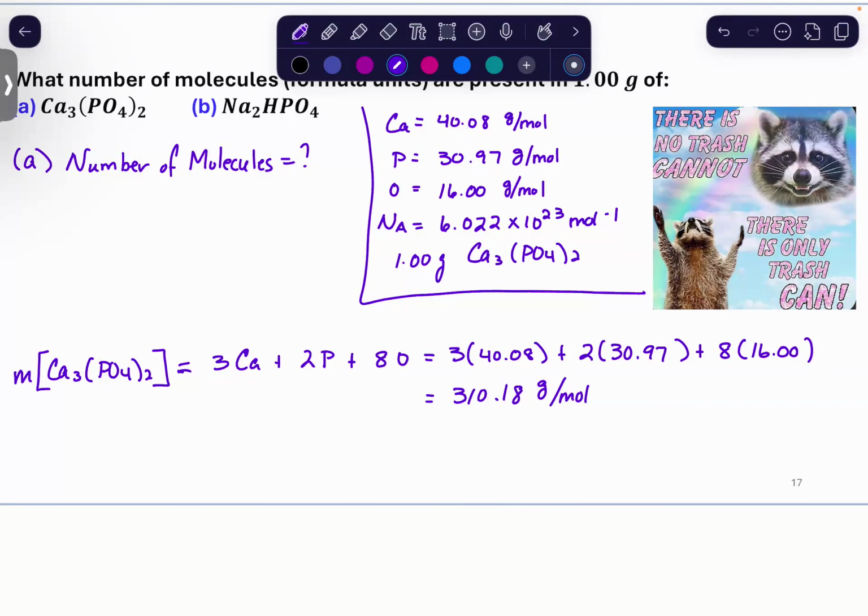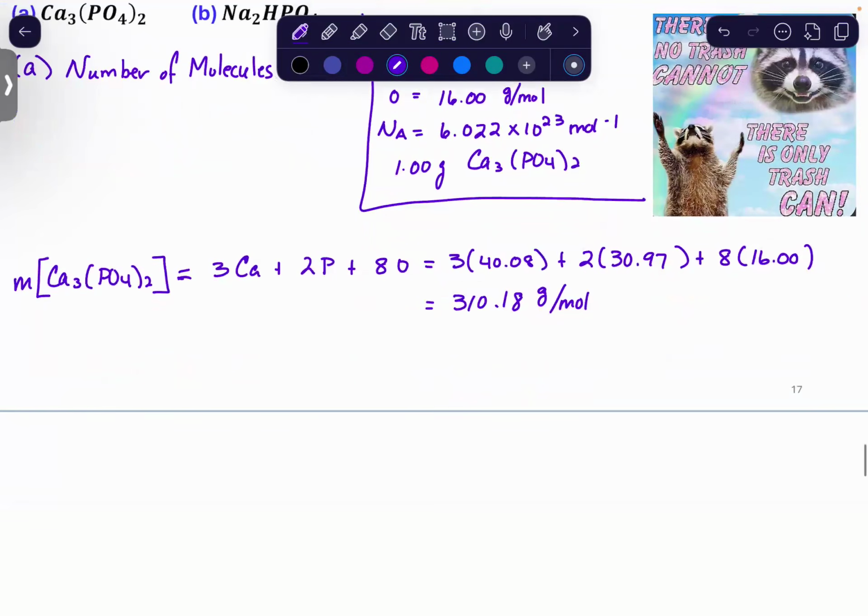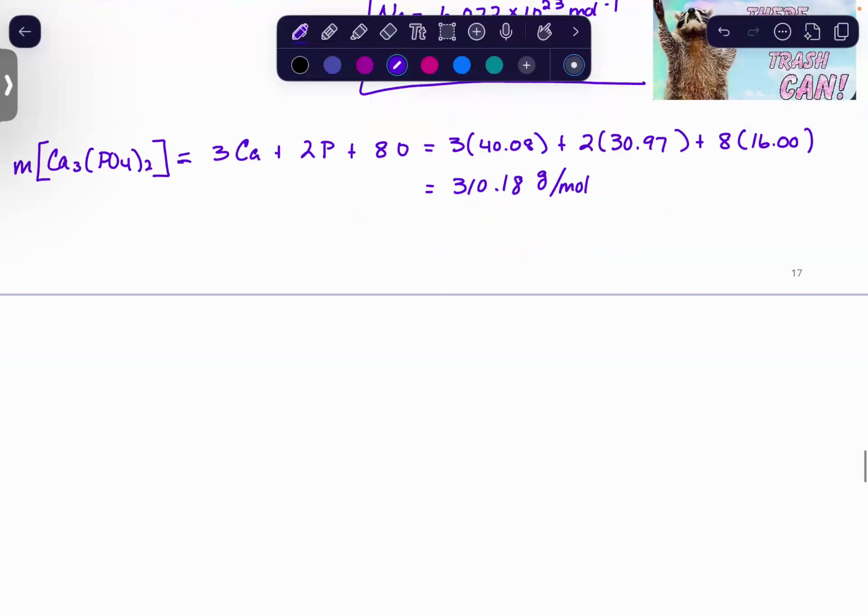All right, now, so here's the thing. I want molecules. I can get number of molecules using Avogadro's number, but I have to get it to moles first because Avogadro's number will relate a certain number of molecules to a mole of calcium phosphate molecules. All right, so we can do this in multiple steps. So I can start by saying I have 1.0 grams calcium phosphate.